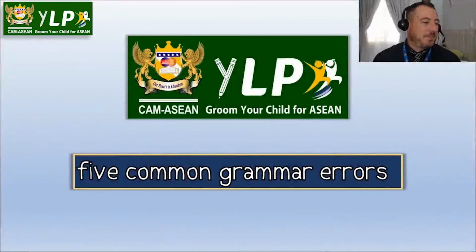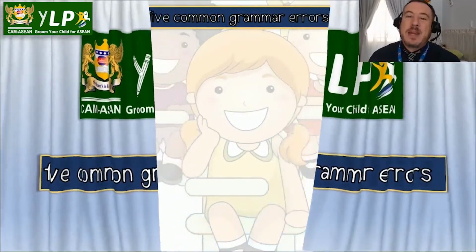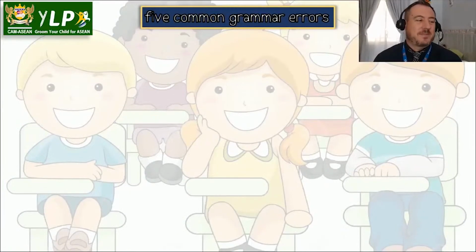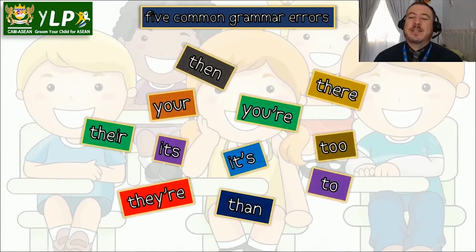Okay, so we're going to look at the difference between how we write different words. Okay, so let's get going then. So it's 5 common grammar errors in English. They're very common, that many English students make these mistakes very often. Okay, so let's start. These are the types of words that we are going to be looking at. Okay, your and you're, then and than, there and their.